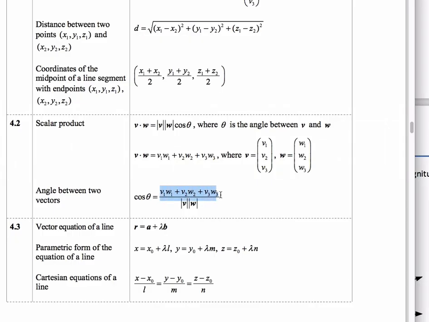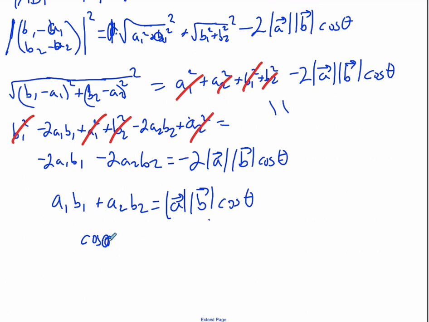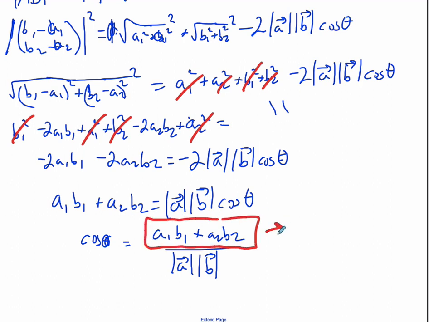Okay, you can do it for three-dimensional vectors as well, and you can rearrange to solve. You have cosine theta equals a1 b1 plus a2 b2 over magnitude of a times magnitude of b. Okay, so this is useful for finding angles between two vectors, and we often refer to the thing on the top as the dot product. Okay, so dot product is just a term for this.